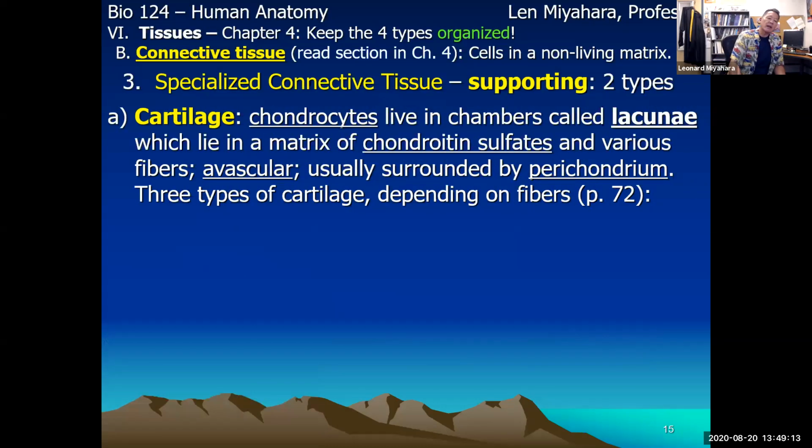All right, you just need to know from the words up here that you are going to see cells separated by stuff, and here's the matrix of stuff. The cells are called chondrocytes, and they live in chambers called lacunae. The E at the end means plural in Latin. You have 2 lacunae. You have one lacuna, you take off the E, okay?